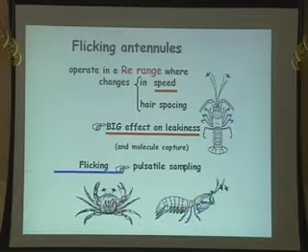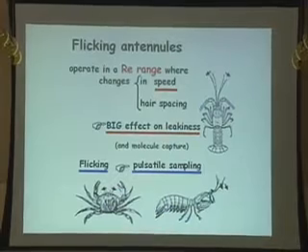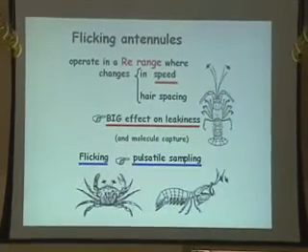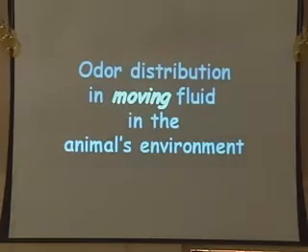And so what we find is that flicking represents pulsatile sampling of the environment. Flicking is sniffing, so each time you see a lobster or a crab do this, they're sniffing. So they sniff here and sniff now and sniff later. So they're not continuously sampling their odor environment. They're taking sniffs.